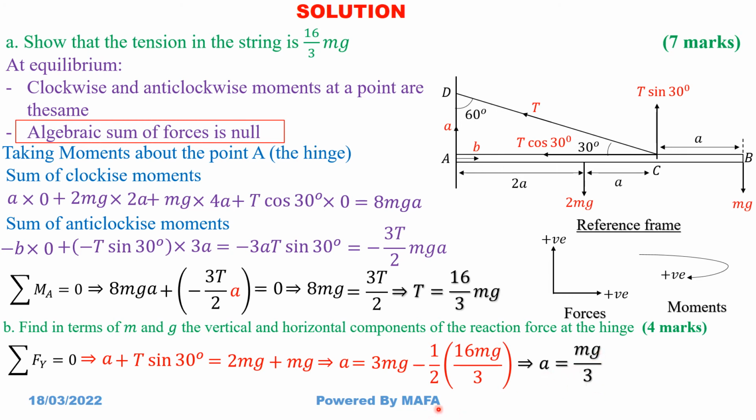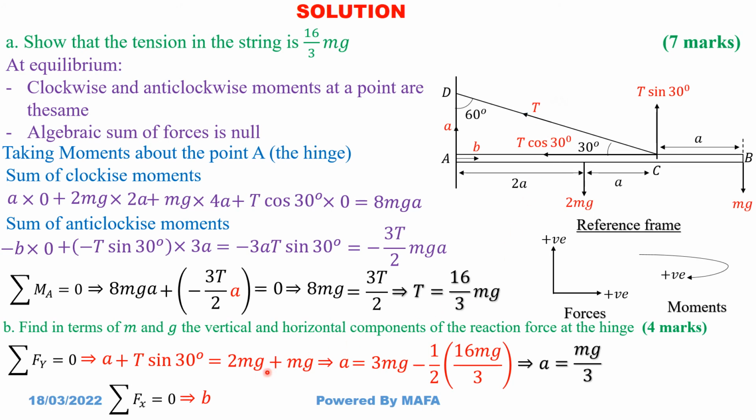Now let's take the horizontal direction. We have the sum of forces in the x direction equal to 0. Now in the x direction, we have only two forces. We have the force B, which is the horizontal component of the reaction force at the hinge, and we have T cosine 30, which is the horizontal component of the tension in the string.